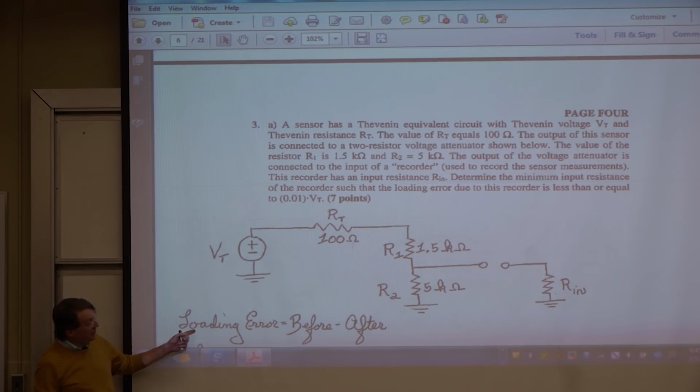All right. So we get loading error is before minus after.